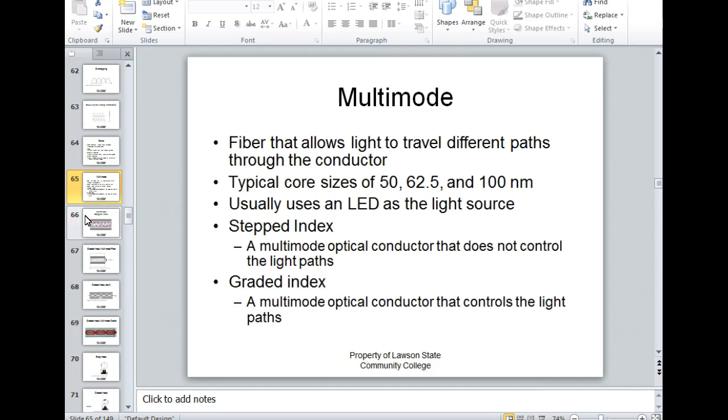You understand that? So what advantage does step index have? I mean, why even use it if there's no advantage?